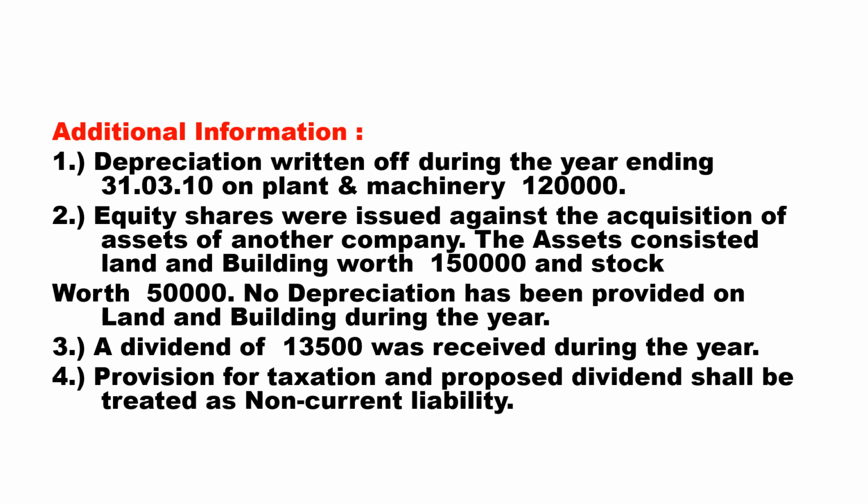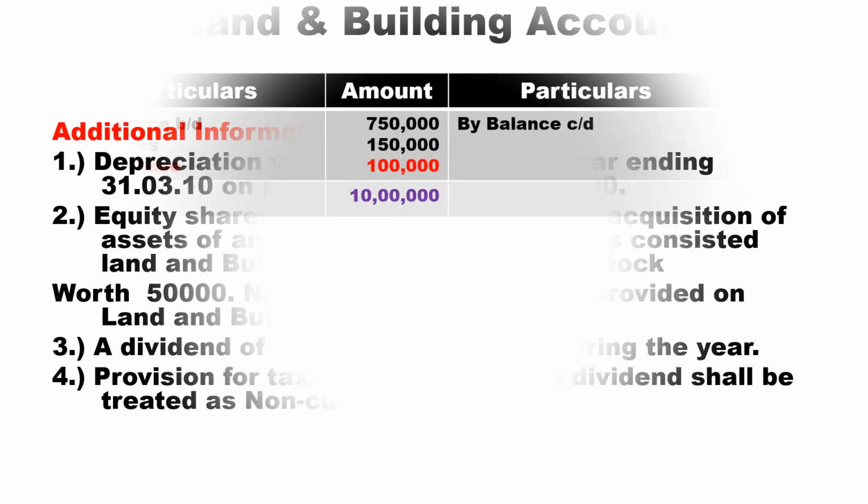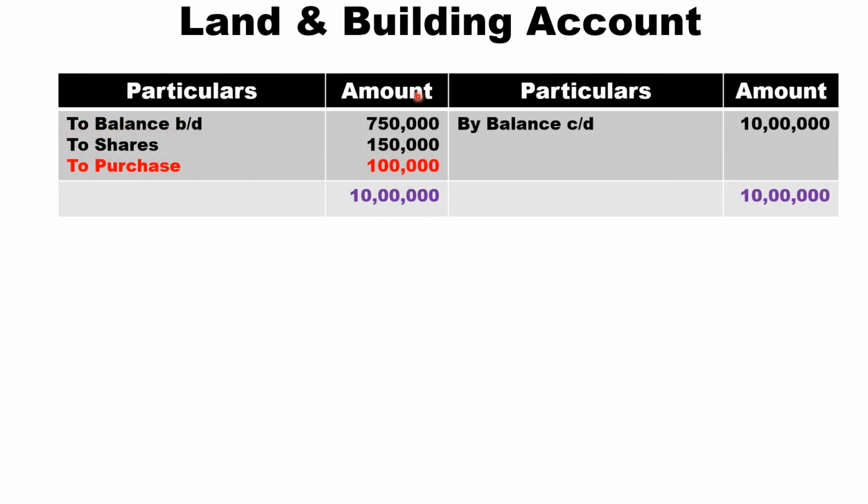Therefore, you need to prepare an account. Now you need to prepare the land and building account. Students, bring down the opening balance of land and building 7,50,000. Then purchase of land and building through issue of shares 1,50,000. Then closing balance 10 lakh. So you get a differencing figure of 1 lakh as purchase of land and building, 1 lakh.